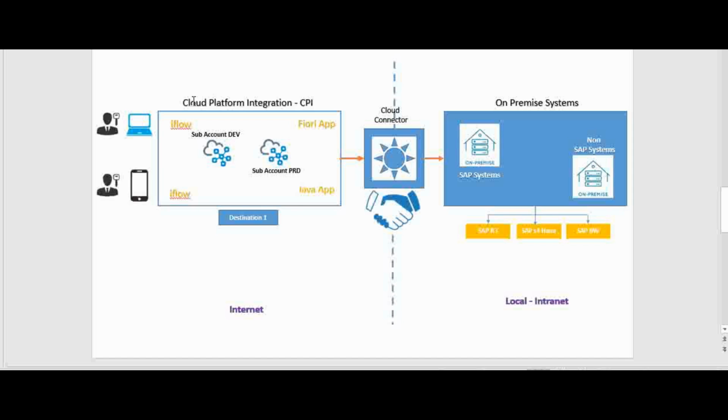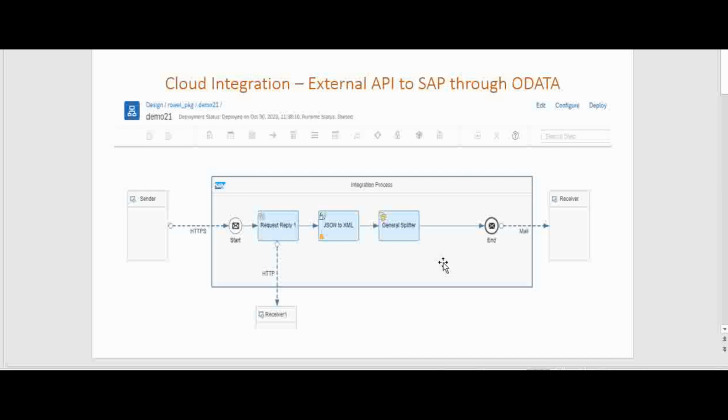Let us see what is there in CPI now. In CPI, we have a user through which we log into the CPI cloud platform, either through a laptop or through a mobile. So we have defined the iFlow, which is demo 21. This is what I am referring to as the iFlow. In our case, we are using demo 21 as the iFlow concept.